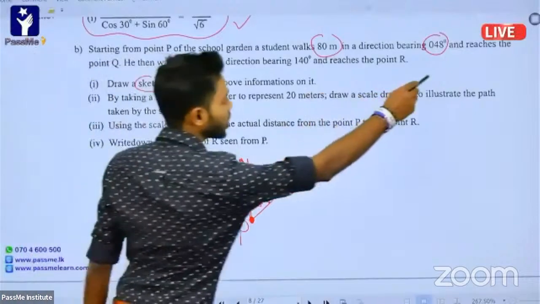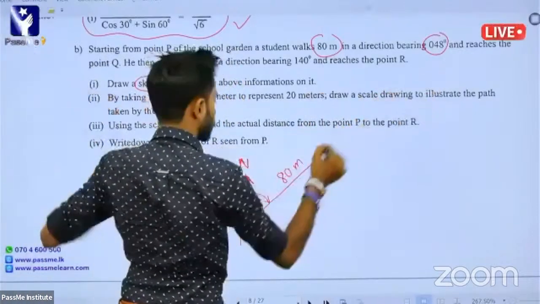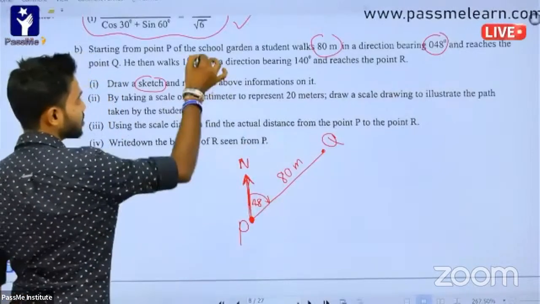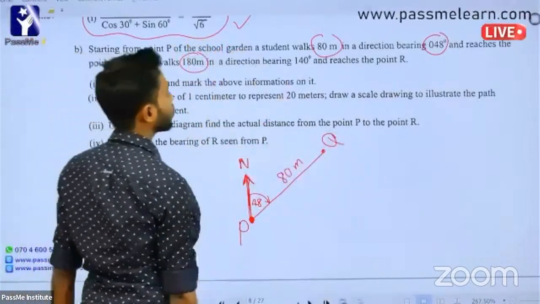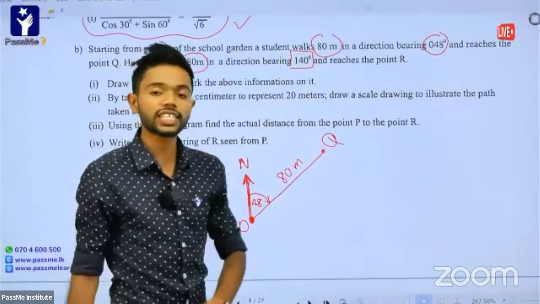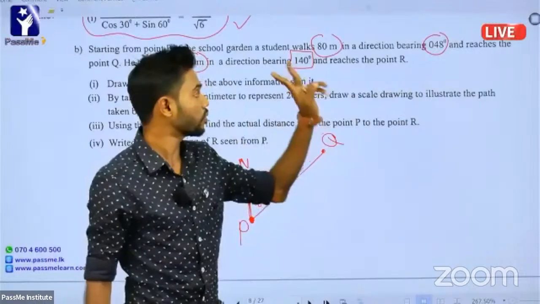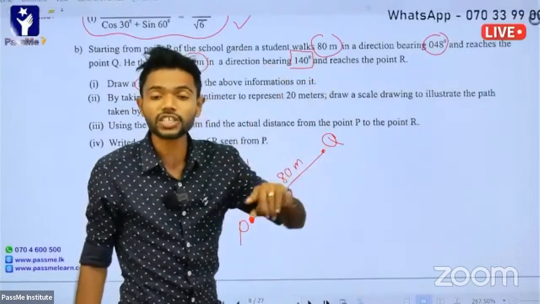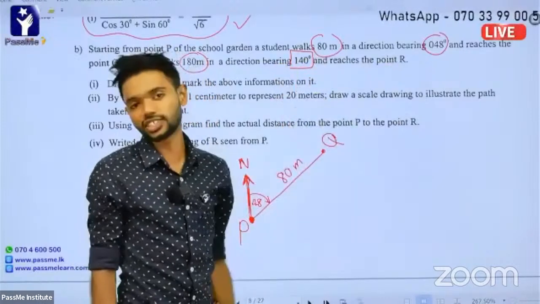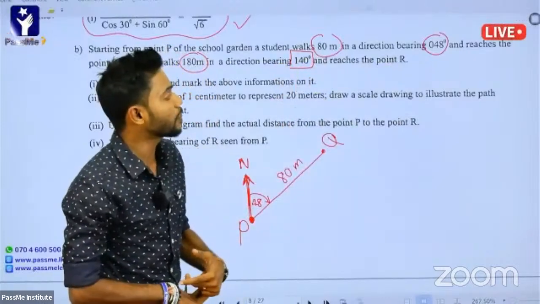Then and reach the point Q. So this is the point Q. Now he then walks 180 meter in the direction bearing 140. So you can see 140 consists of 3 digits. Therefore, we don't want to put an additional 0 like this because we already see 3 digits. Now and reach the point R.